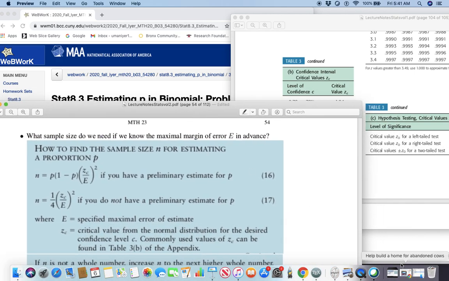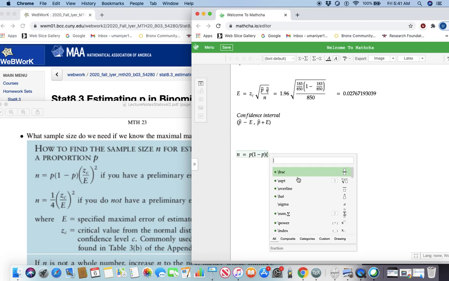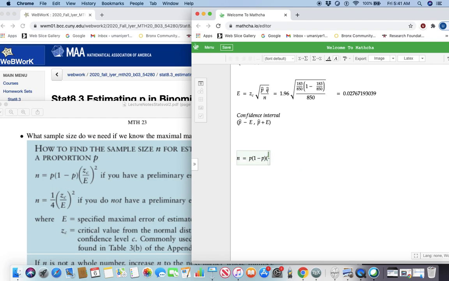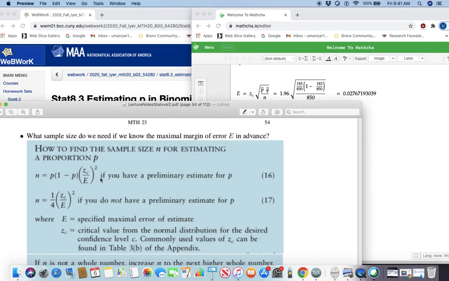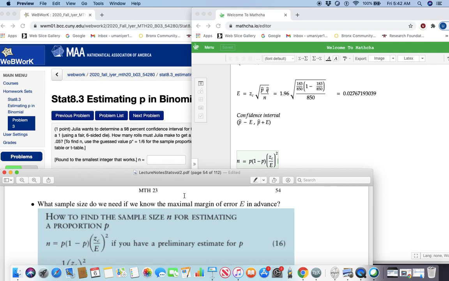So we need the following work done. We need this particular formula: n equals p times 1 minus p, times the fraction z sub c over capital E, the whole thing to the power 2. This is the formula we are aiming for. Capital E, mind you, is the maximum error allowed, which is 0.05.